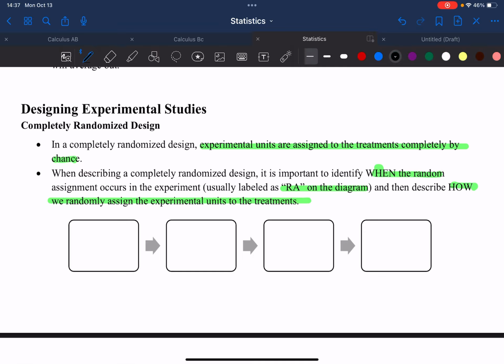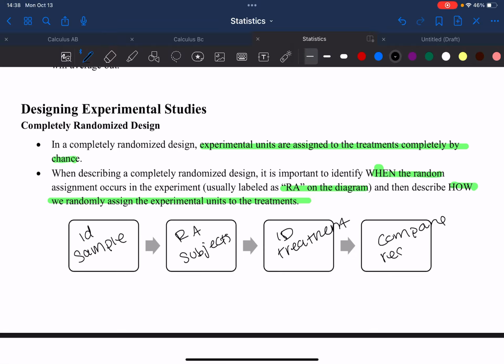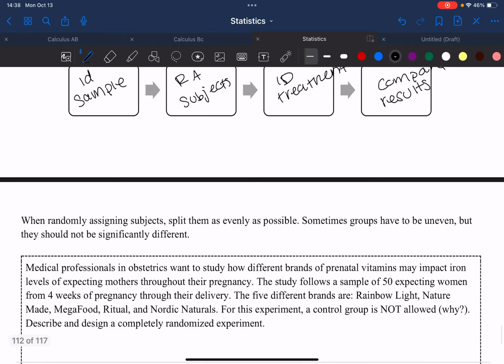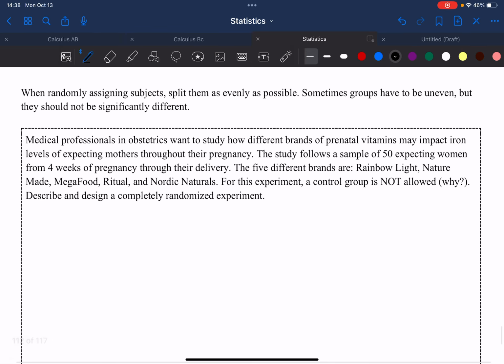Okay. And so this would be us saying, okay, well, we're going to identify the sample. We're going to randomly assign subjects. We're going to identify the treatment. And then we're going to compare the results. Okay. When randomly assigning subjects, split them as evenly as possible. Some groups may be uneven, but they should not be significantly different.